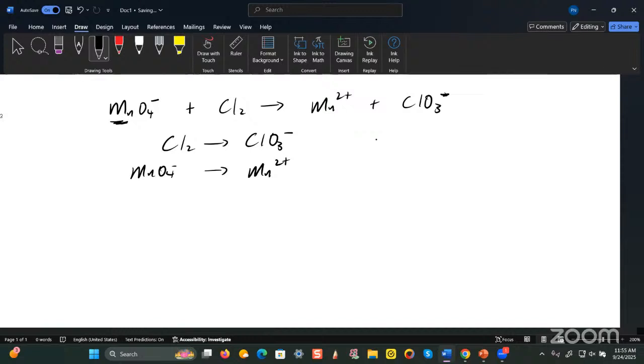Okay, what next? Balance atoms that aren't oxygen, all right? Okay. So Cl2 to coefficient 2 ClO3. Okay, so put a 2 here. Okay, very good. And then I think the second one's already balanced, right? Exactly. Okay, so the manganese is already balanced, so we don't need to do anything there. Okay, next step.